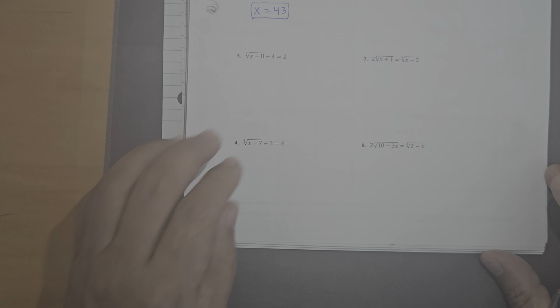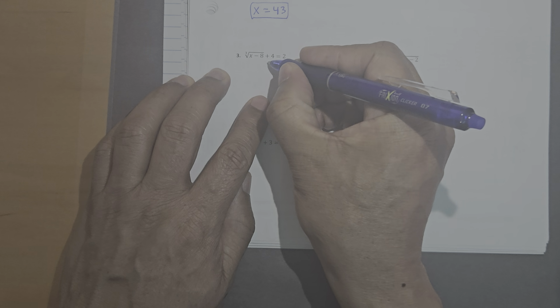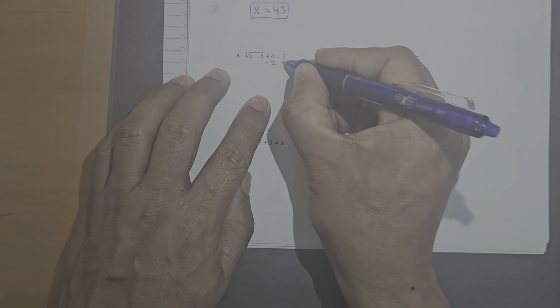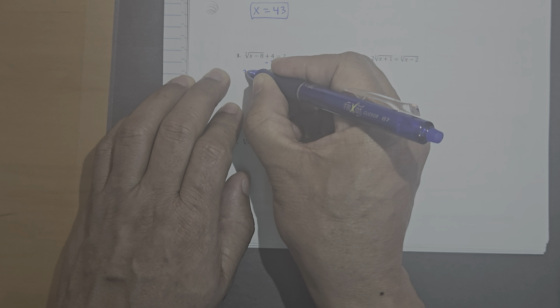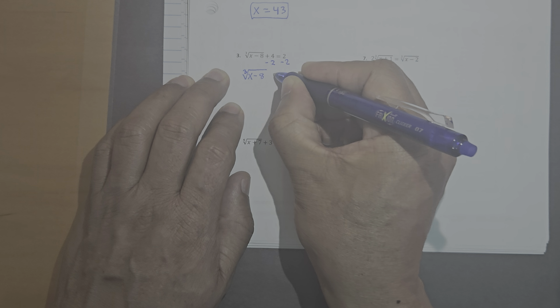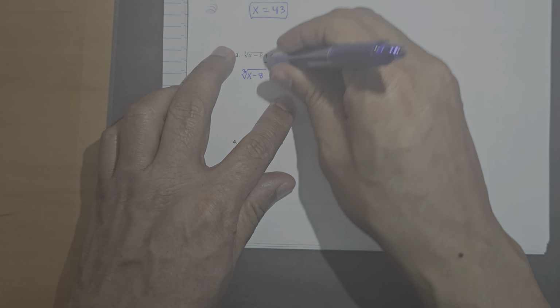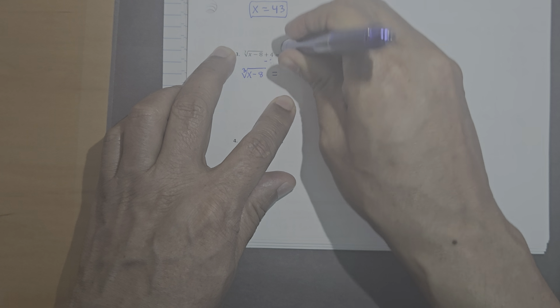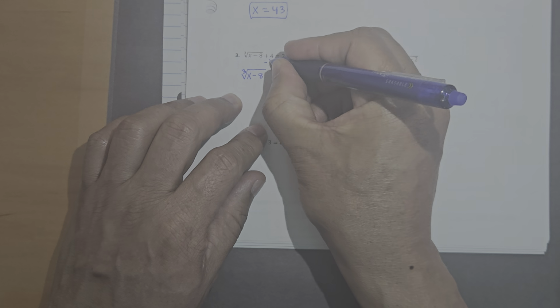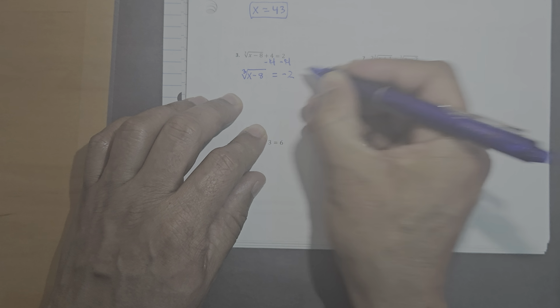Example number 3. So for example number 3, the radical is not isolated because there's a plus 4. So I'm going to subtract that 4 from both sides of the equation. So then this gives me the cube root of x minus 8 isolated on the left side. But then when I subtract, I don't know why I subtracted 2, it should be 4. So minus 4. So I'm going to go back and correct that. So minus 4 minus 4. So then 2 minus 4 is negative 2.